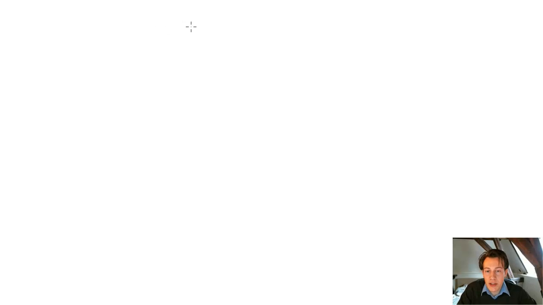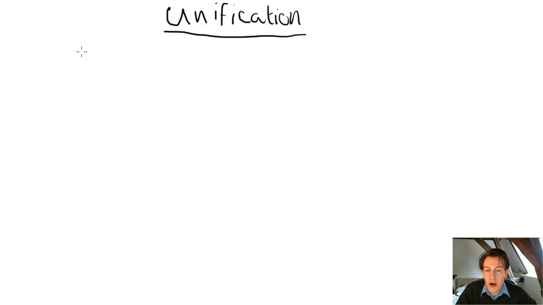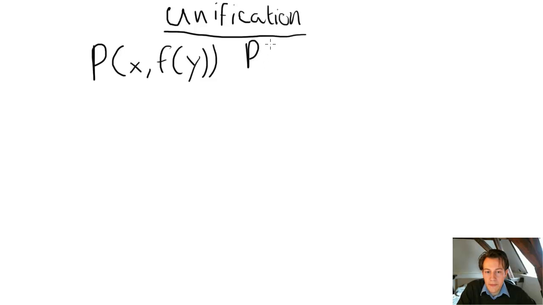So now we'll start a subject about unification. Well, unification is quite a simple subject. We have two formulas. For instance, P, we have an x and then an f(y). And we have a formula P with a constant a and an f(g(z)).